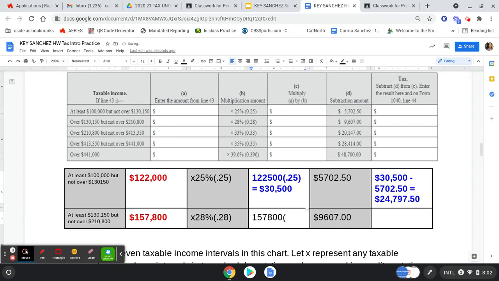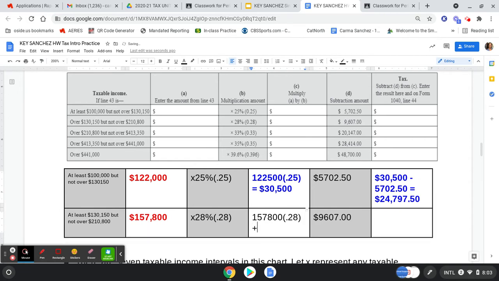157,800 times 0.28. So at this point, pause the video and try the second one on your own, just to make sure that you know how to do this.